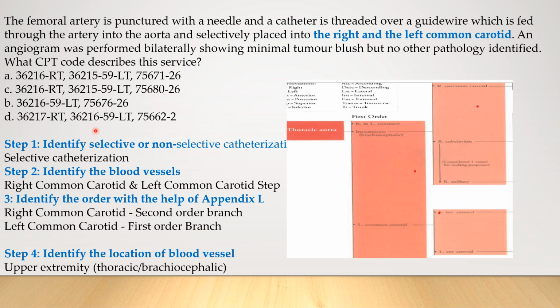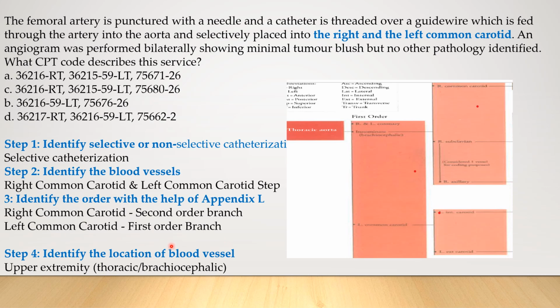Now remember, first we have to find out whether it is selective or non-selective. So in our case, it is selective because it is very clearly given: selectively placed into the right and the left common. Then second question is identify the blood vessel. What are they? It is a right common carotid and left common carotid. Now identify the order with the help of Appendix L, because you must know how to read the appendix. So the right common carotid is the second order and left common carotid is the first order.